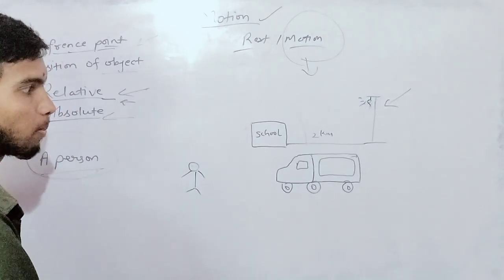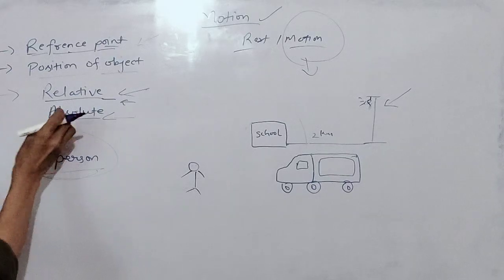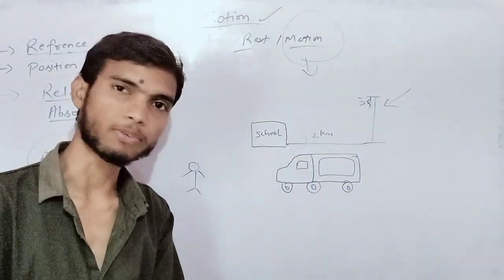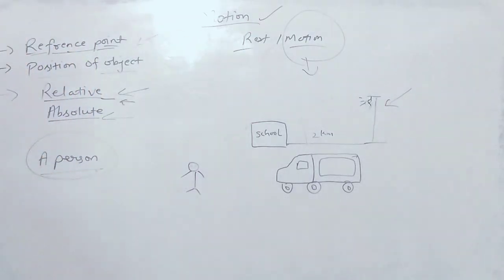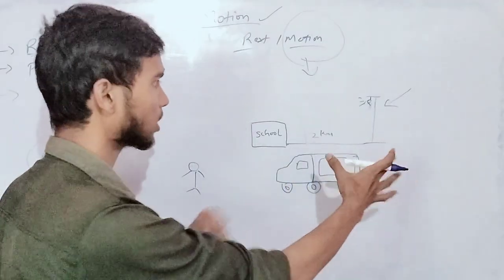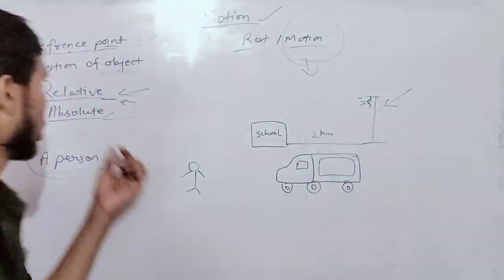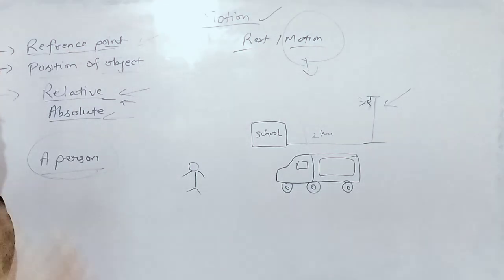From this example, we are understanding the meaning of relative. We have understood the meaning of absolute: something is fixed, and we cannot change that thing at all. For example, the distance between this and this is a kilometer. It is fixed. We cannot change it. But with relative, you will get confused. That's why we take the word observer, that's why we take a reference point.